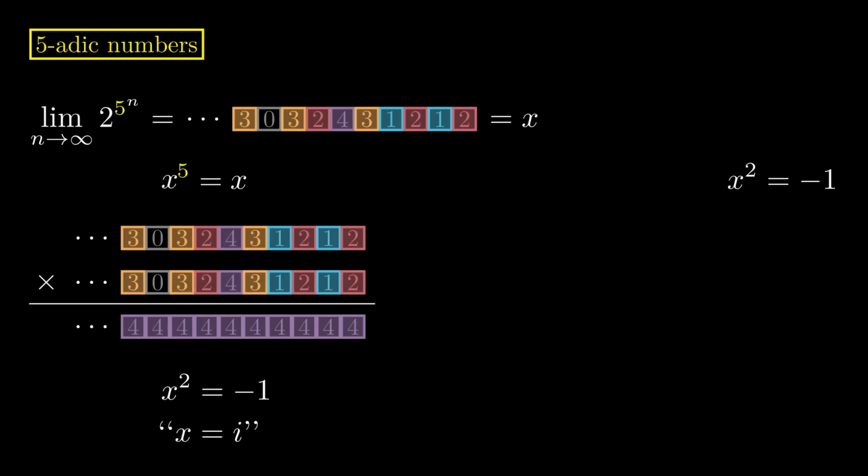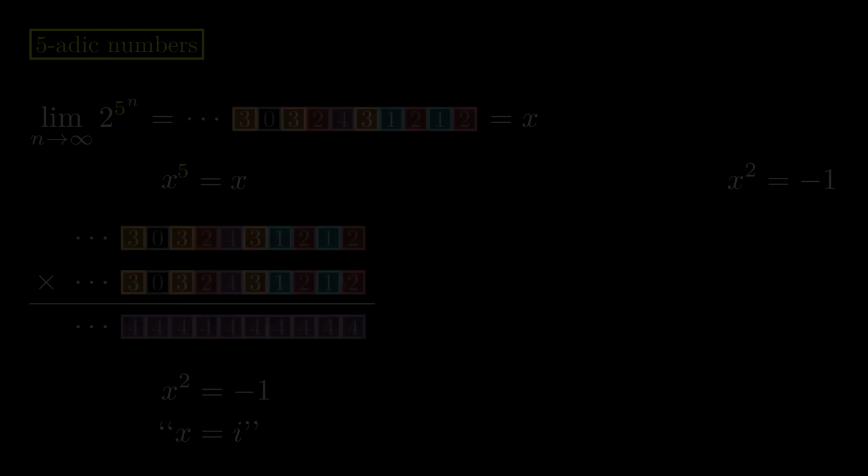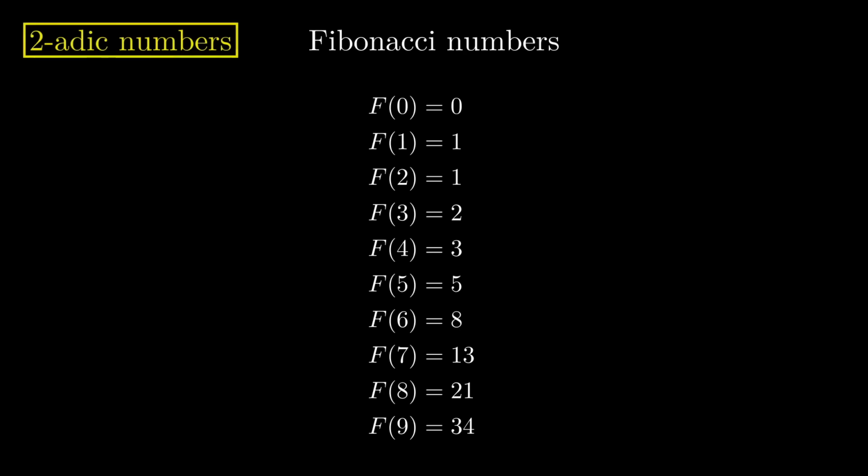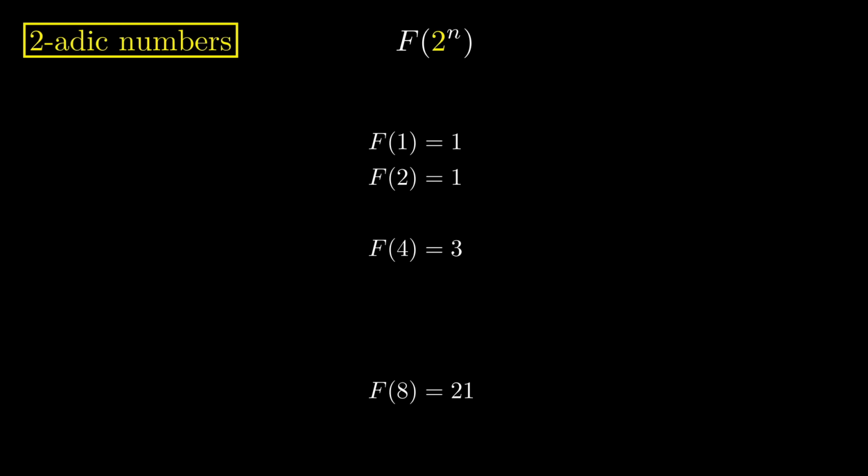The existence of p-adic limits like this is actually pretty common. Let's mix things up by looking at a different type of sequence, the sequence of Fibonacci numbers. Let's choose p to be 2 and look at the 2 to the nth Fibonacci numbers.